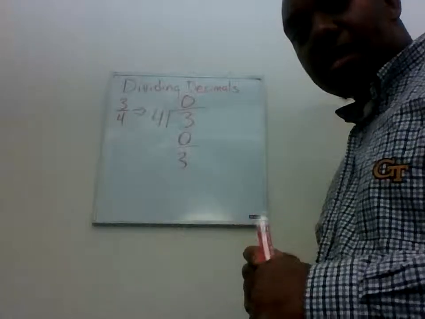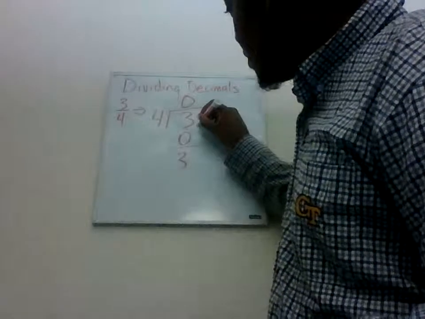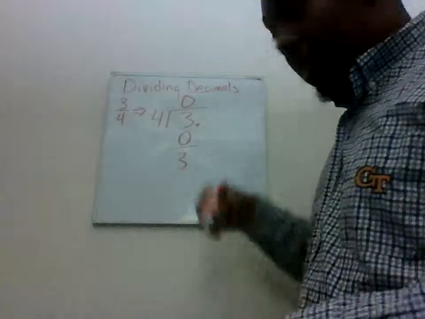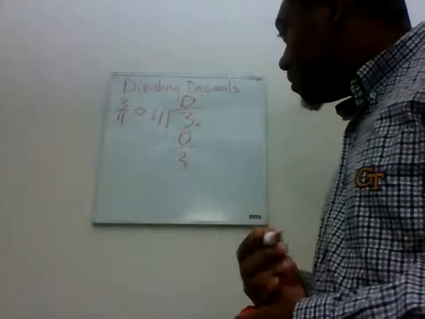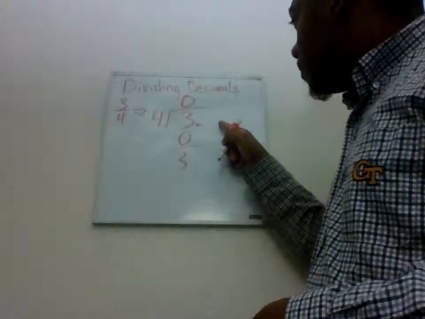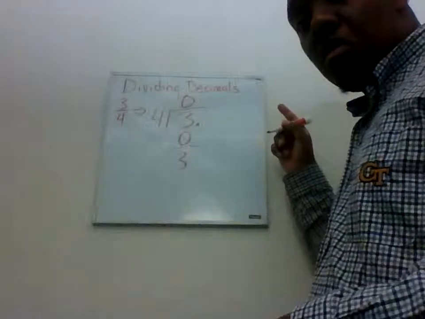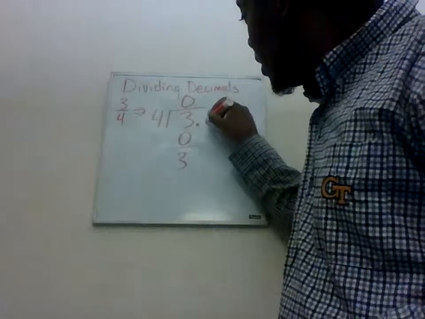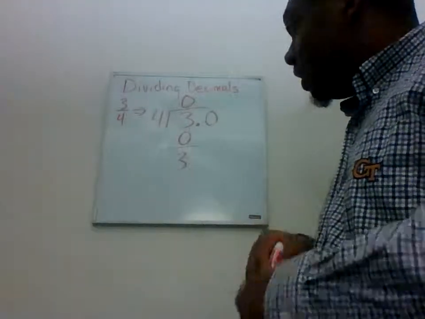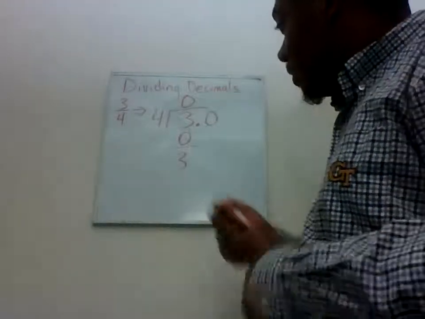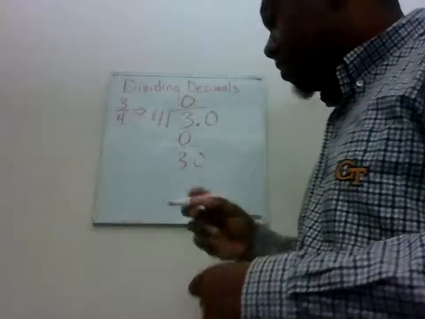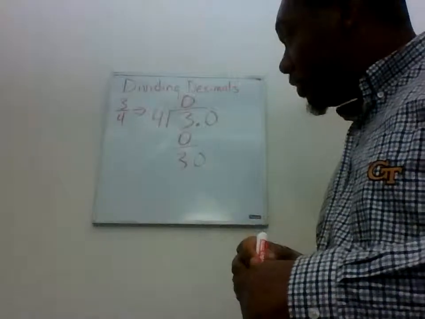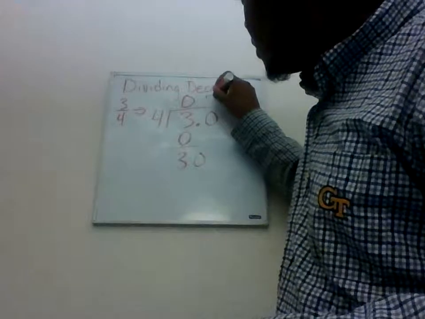Okay, well, we're going to add something here. We're going to add a decimal because we're dividing decimals, right? And when we do that, we can just add zeros until we want to stop, honestly, or until it's necessary. So let's put a 0 there. Now we have something to bring down, so we got 30. How many times does 4 go into 30? Oh, that's right. It goes in 7 times.